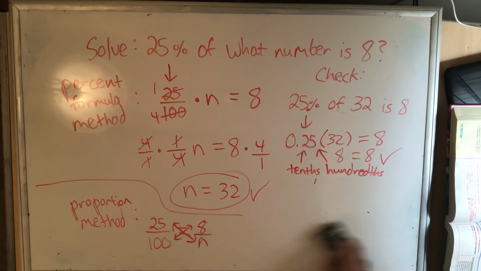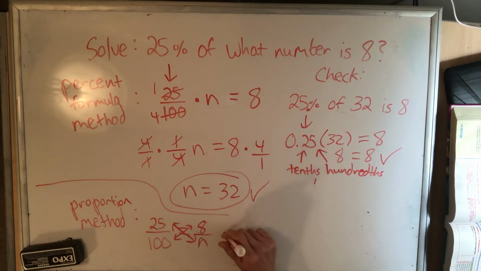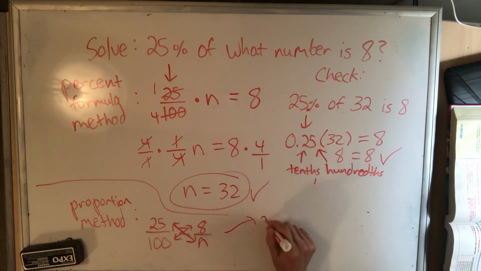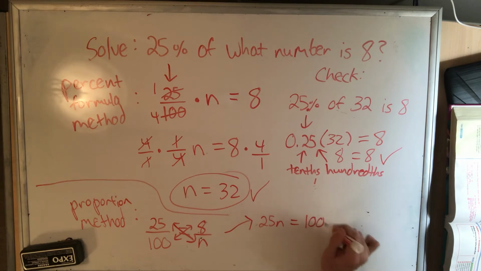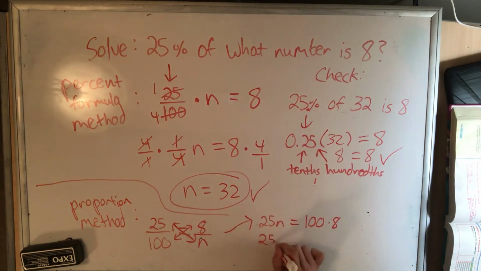So 25 times n is 25n. 100 times 8 is 800. So we have 25n equals 800. Divide each side by 25.